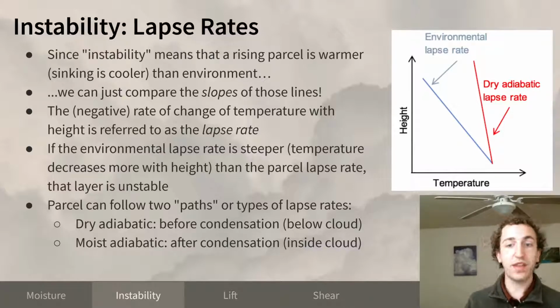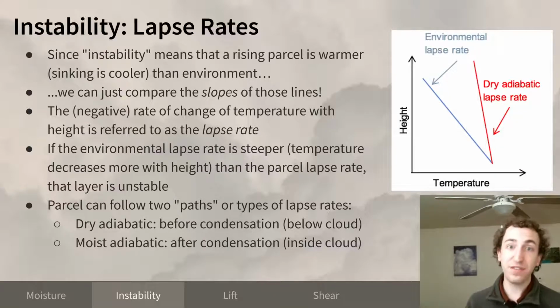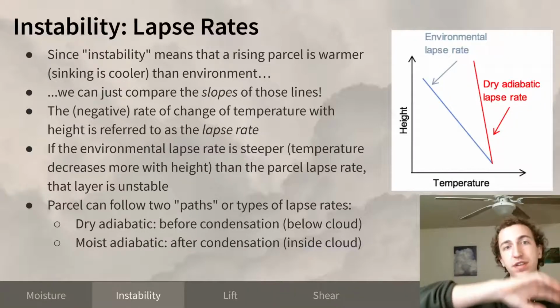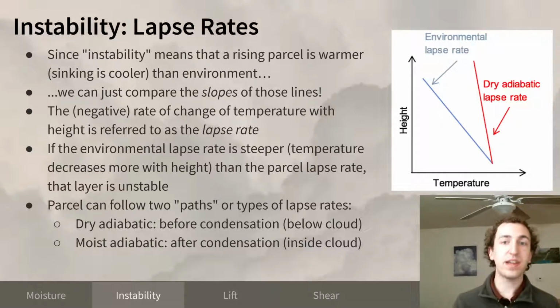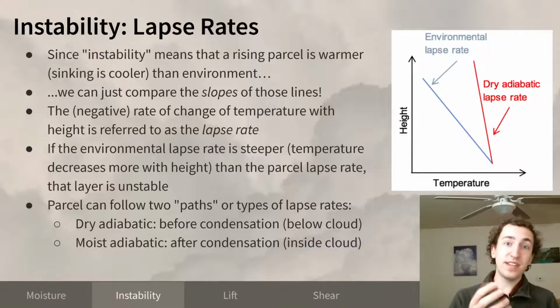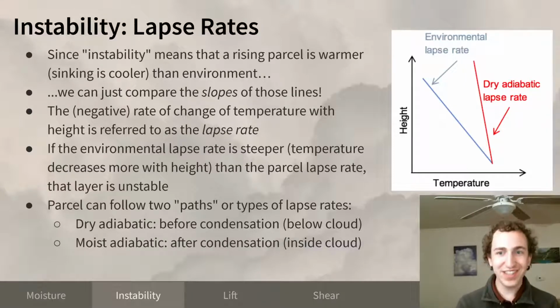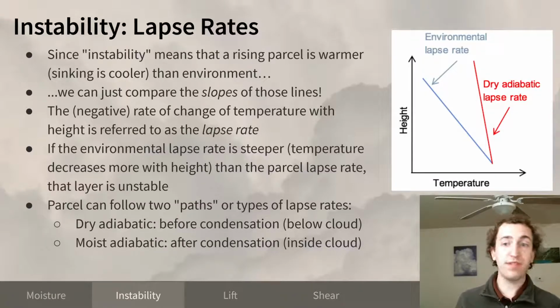Moist adiabatic, on the other hand, is the pattern that happens to a parcel after you reach condensation, after you've cooled it enough and raised it up enough so the pressure decreases, so it reaches saturation and starts condensing, and then you start getting latent heat release as it condenses moisture out. That's inside the cloud. So you can really think of a parcel having two different types of paths or different types of lapse rate, whether it's below the cloud or inside the cloud.